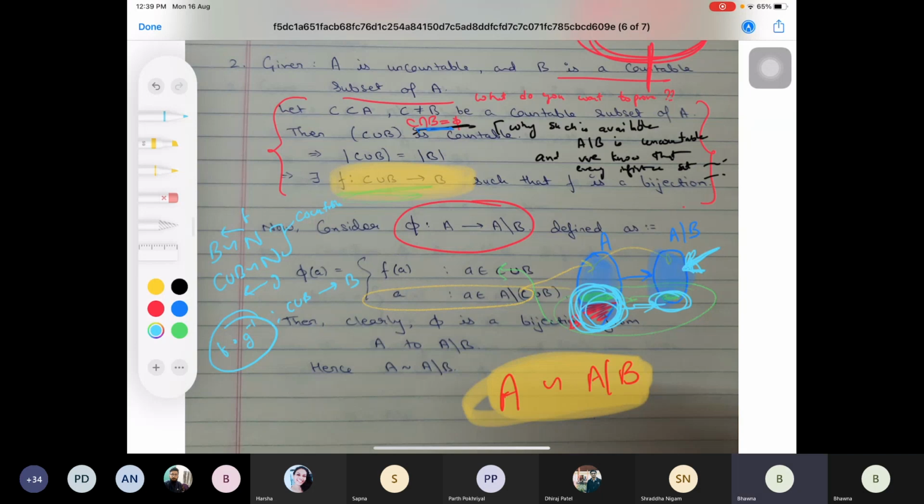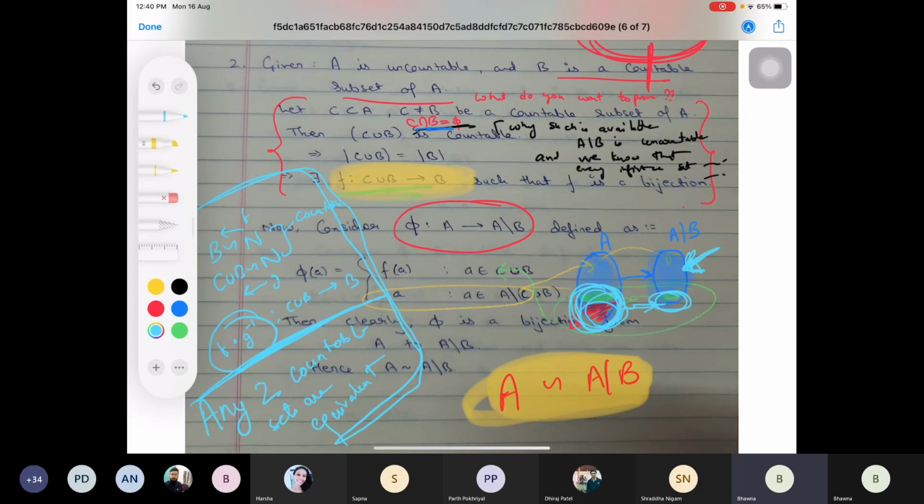So the correct statement is that any two countable sets are equivalent, so they have a bijection. Equivalent means that there is a bijection. By this reasoning, any two countable sets are equivalent. Okay, now it is clear.